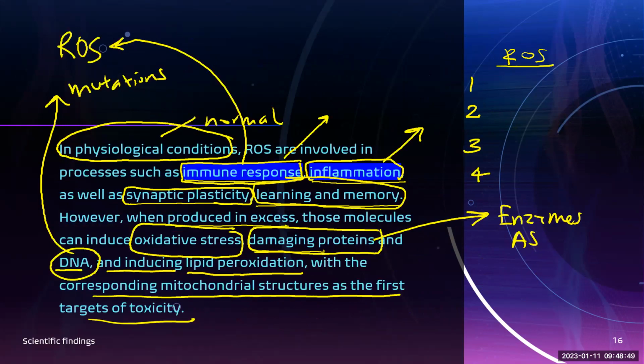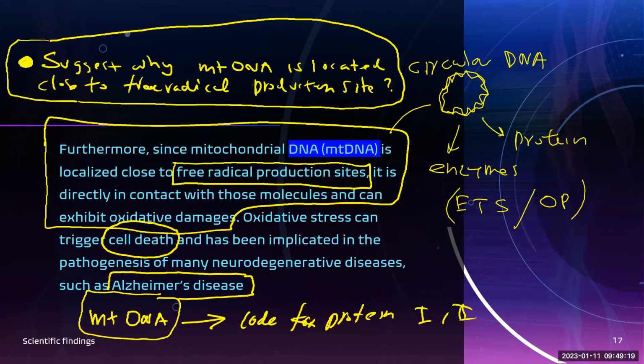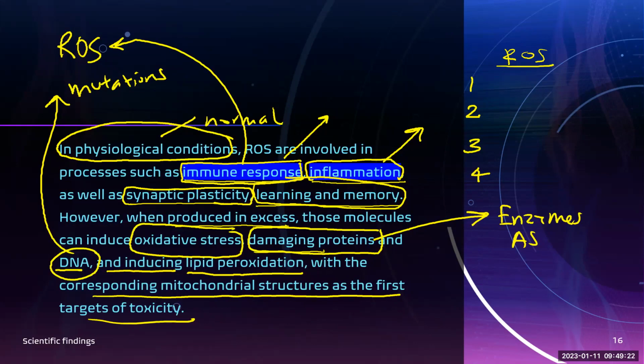Otherwise, the free radical formation is beneficial for immune response and inflammation. And the other two things are synaptic plasticity and learning and memory. If we are asked at least how it is involved in immune response and inflammation, this is the answer.